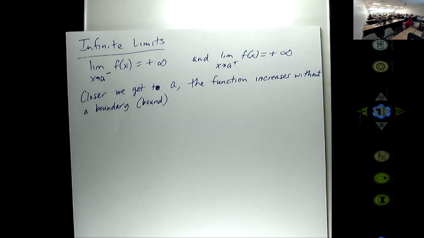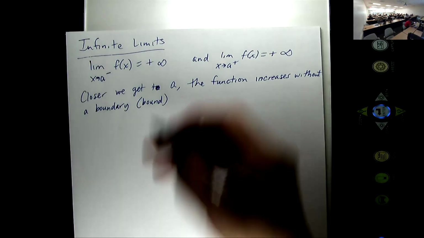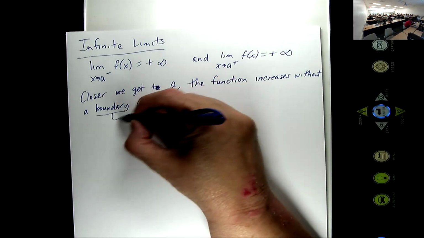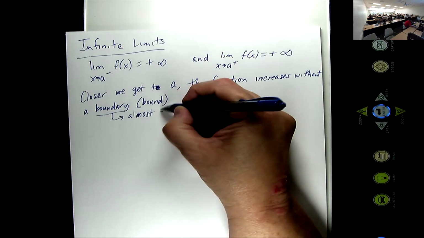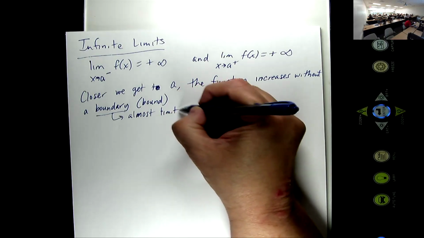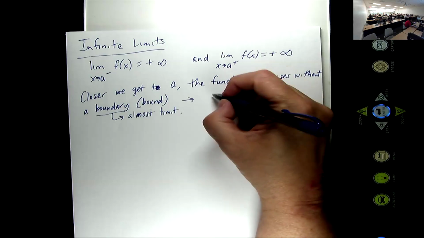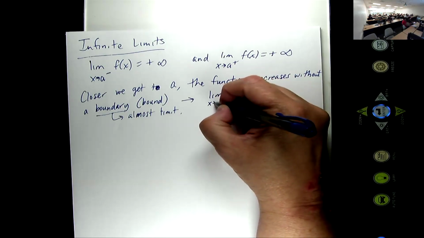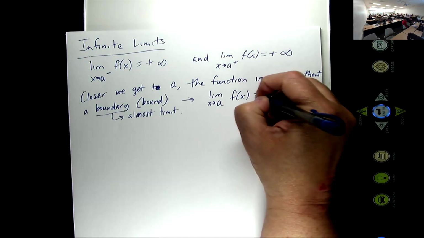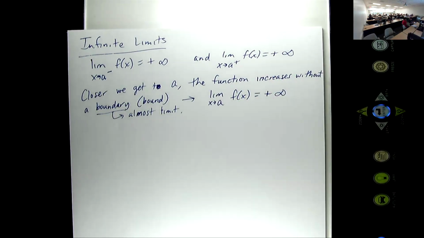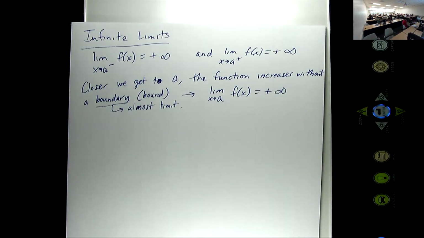Sky is like a boundary for us, this is almost like a limit without a limit. So it keeps going up indefinitely, we will say, even though infinity is not a natural number, we will say that the limit as x approaches a of f of x equals infinity. That's what we're gonna say.